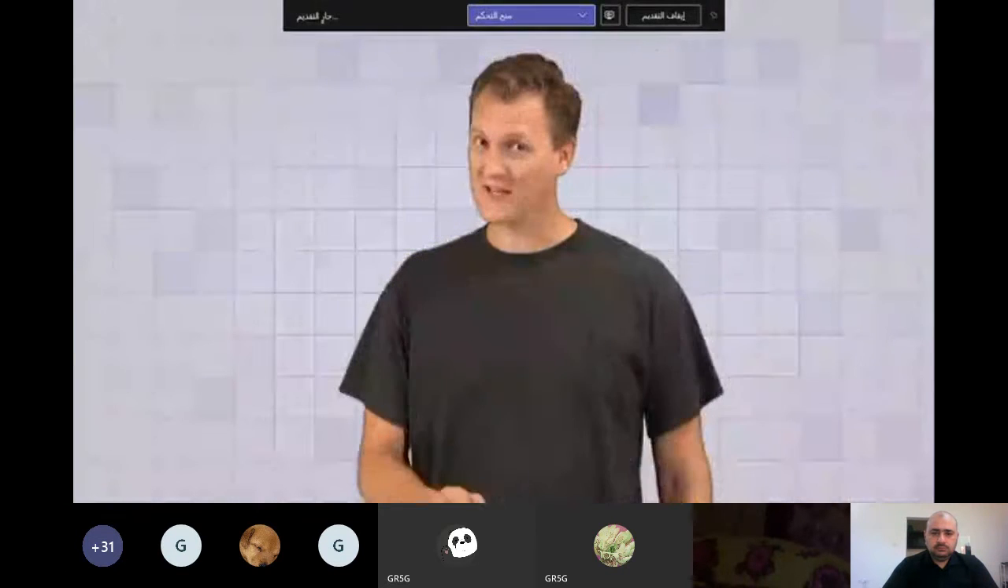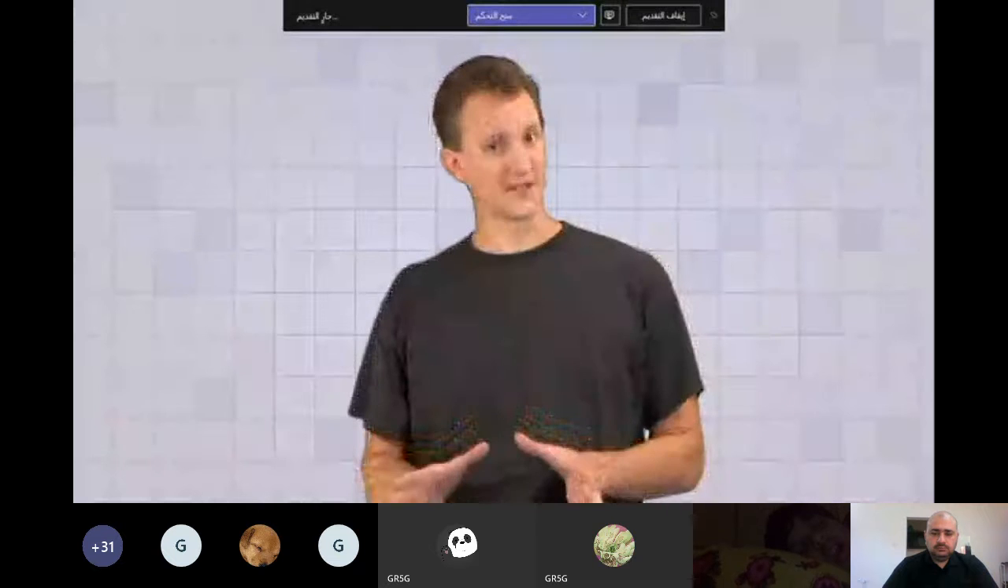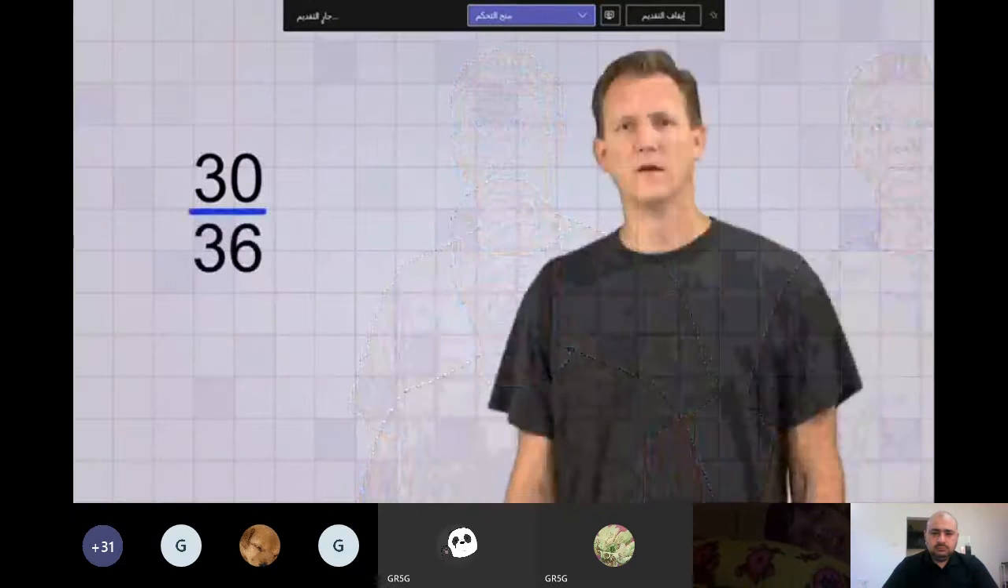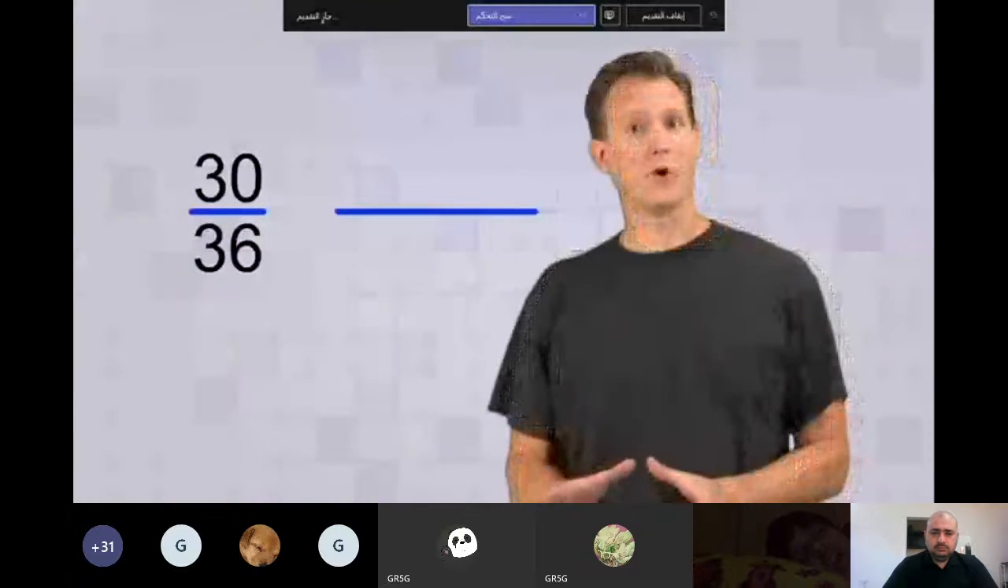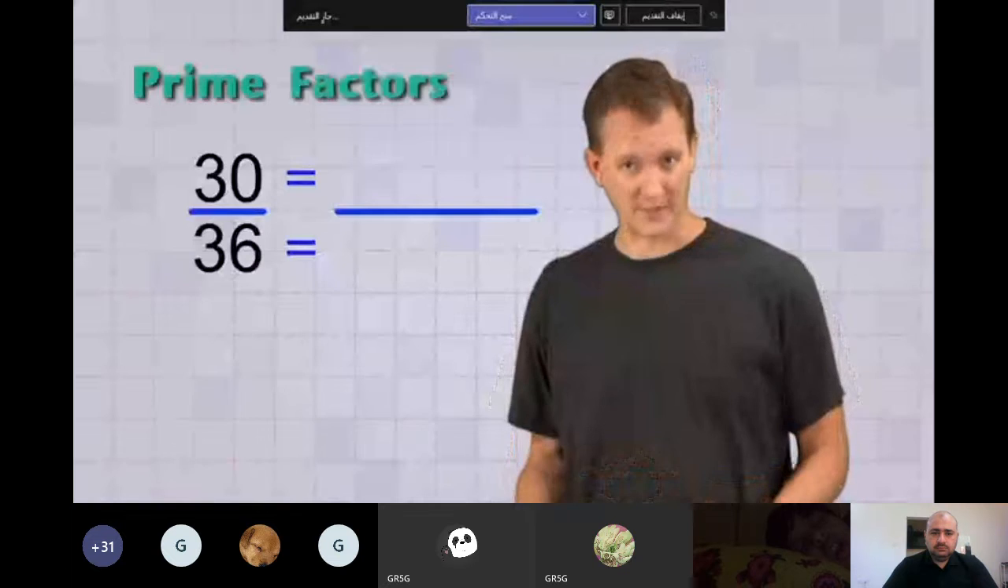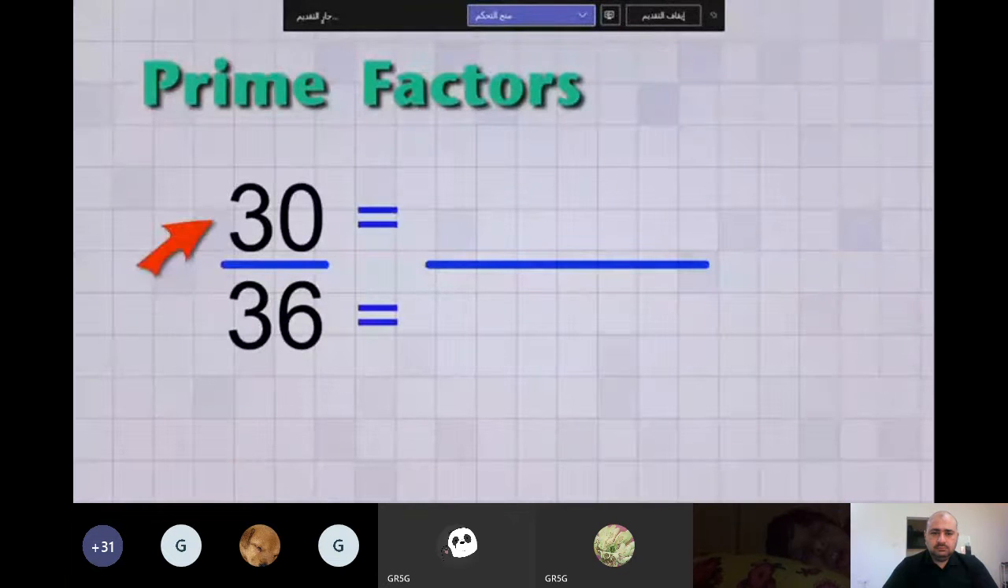All right, I think we need to see another example, but a harder one this time. Let's simplify the fraction 30 over 36. The procedure is the same. Step 1 is we factor the top and bottom numbers all the way down to their prime factors. Let's do the top number first.